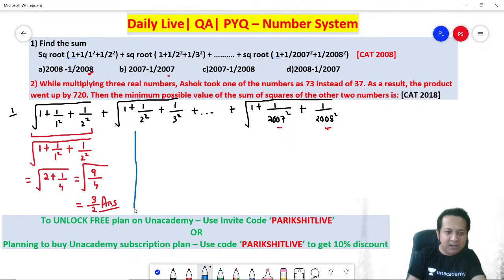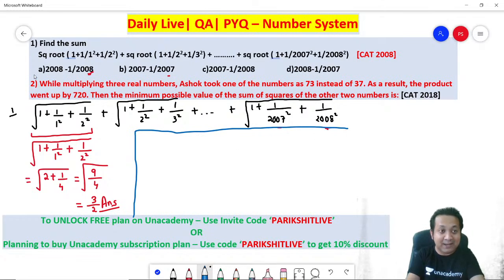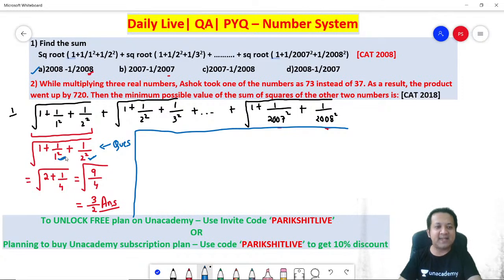Now think about it. The examiner who has set the paper gave you every answer option in terms of the last term. What did you do? You changed the question, and this is your new question. In the new question, can you see what is your last term? 2. And what is the second last term? 1. Correct?